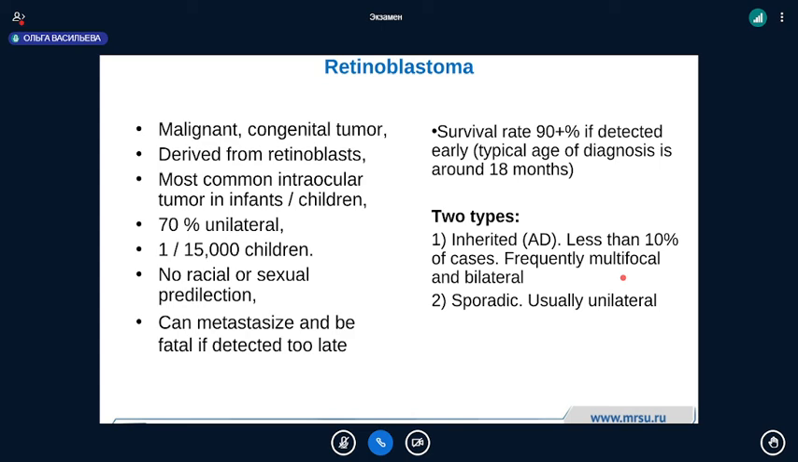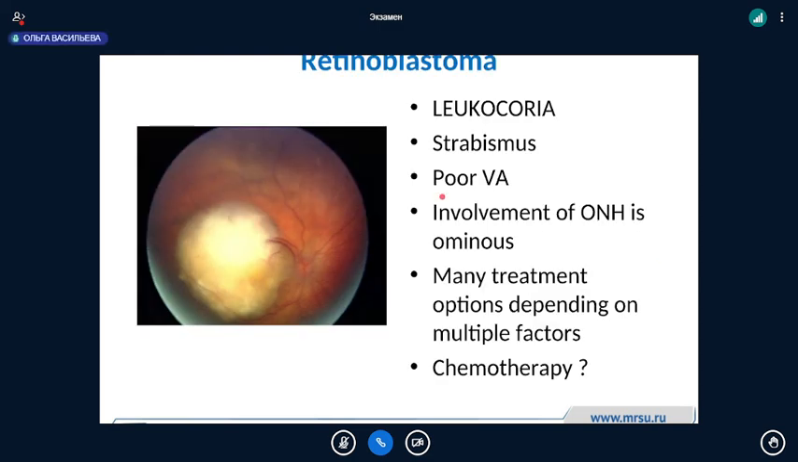There are two types of retinoblastoma, inherited and sporadic. Inherited variant, less than 10% of cases, can be multifocal and bilateral. Sporadic one is unilateral mostly. This is retinoblastoma on the fundus with little retinal detachment.